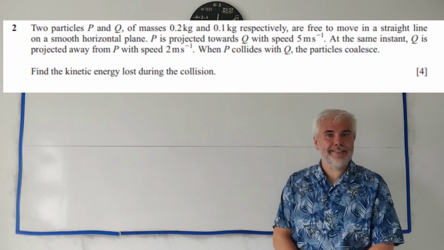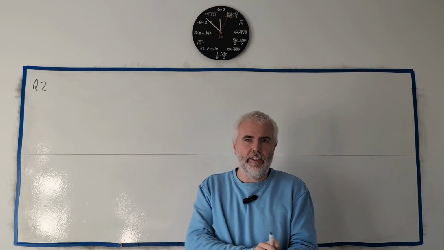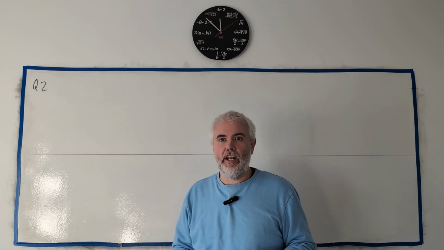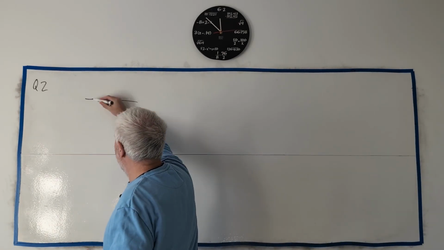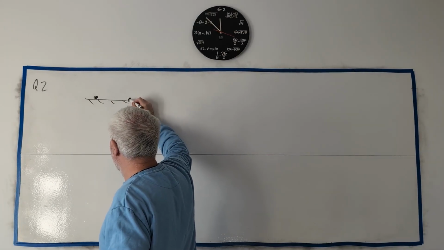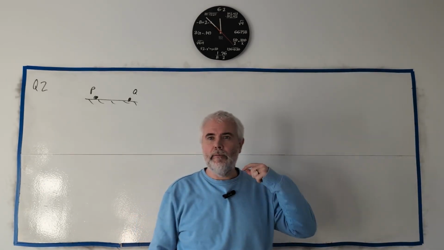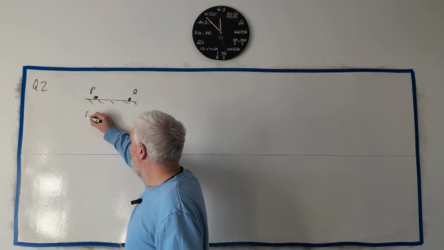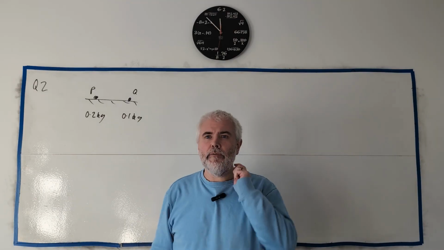Okay, let's get into the maths. In question 2, we're told about two particles, P and Q. We're given their masses and we're told they have to move in the same straight line. So let me draw that here. We have a particle P and a particle Q. Let's put P here and Q here. Like I said, we're told their masses. Let me write them in. It's 0.2 kg and 0.1 kg.